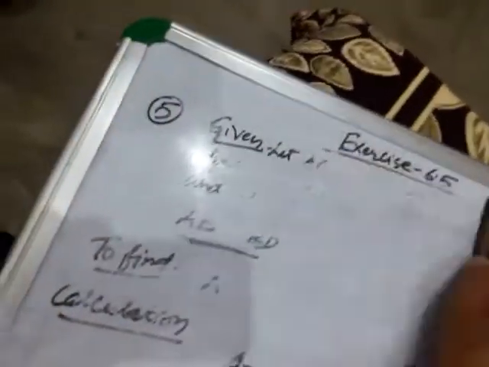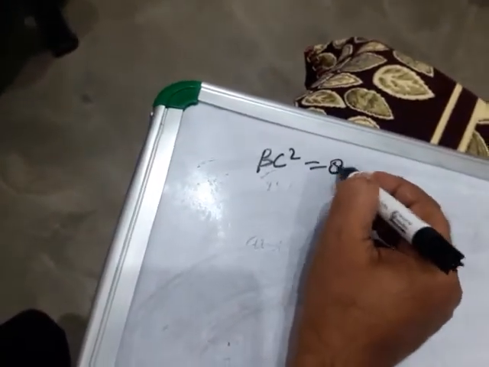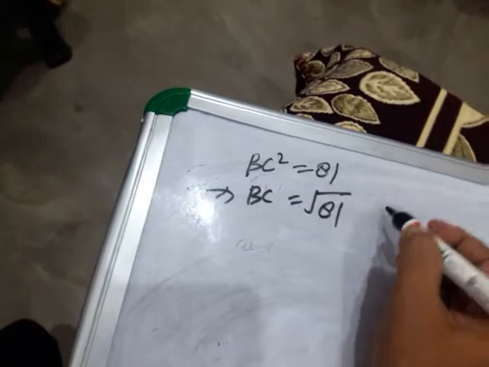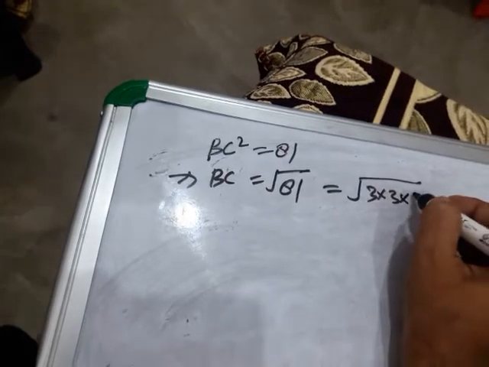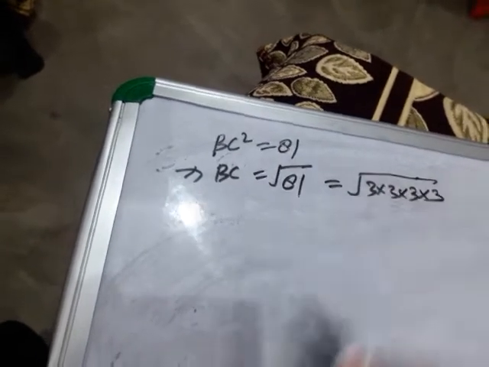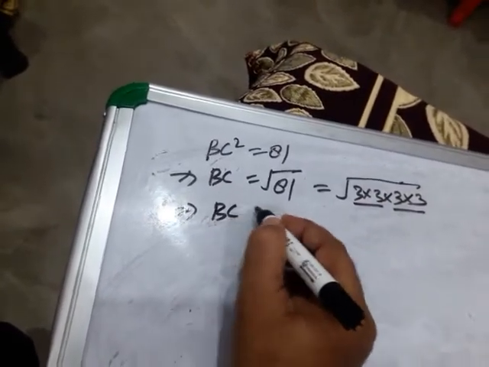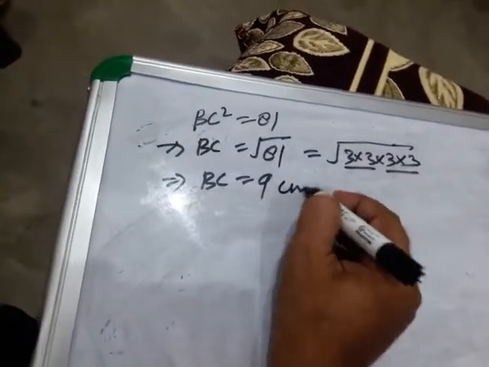We have found out BC square, that is BC square equal to 81. This implies that BC equal to square root of 81, and 81 can be written as 3 into 3 into 3 into 3. 3 threes are 9, 9 threes are 27, 27 threes are 81. Now make the pair. So BC equal to 9 centimeters.